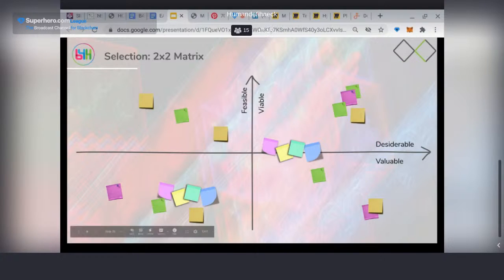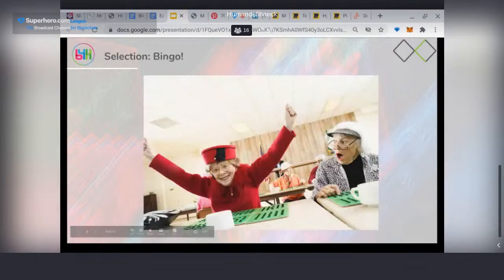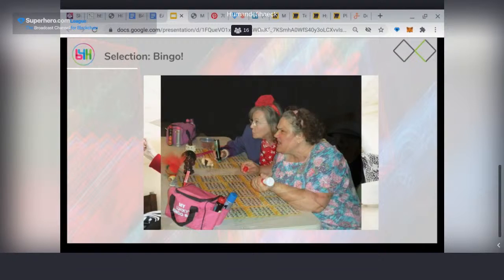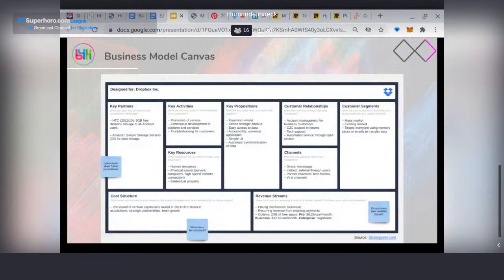Okay, so if you find stuff here that is very, very valuable, but maybe not that feasible or viable, well, have a look, because maybe you have something here in this square. The bingo thing that you should remember: yes, I found the right idea, let's do that. Just ensure that your team is in line.